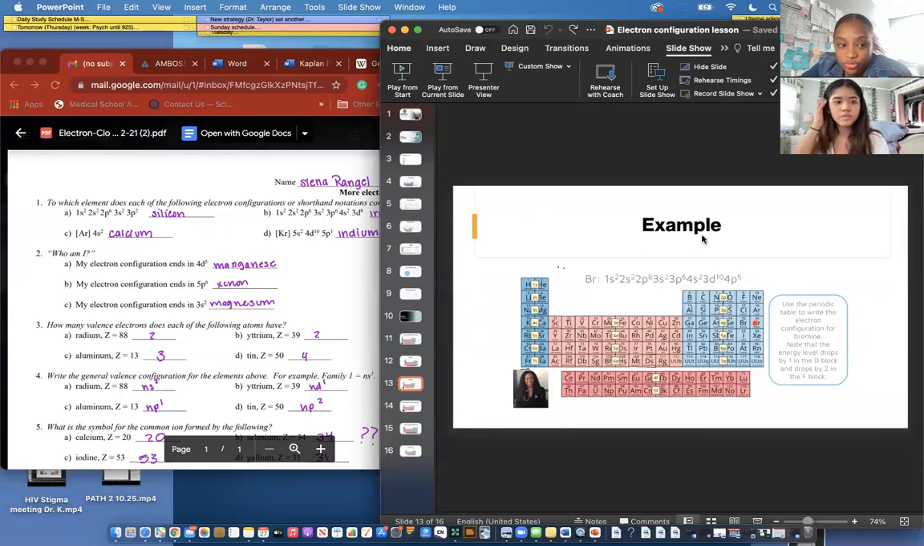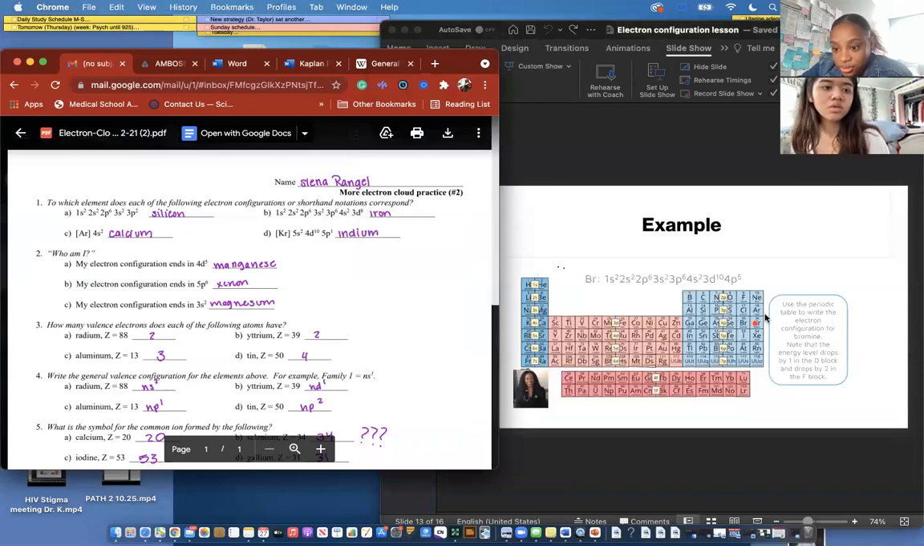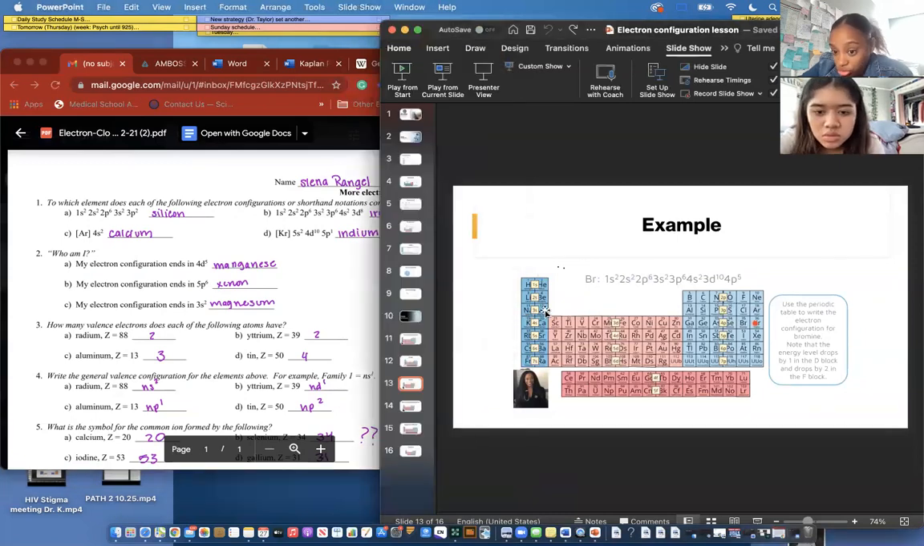You can even just go from whatever the last thing was. Okay, this is silicon. In order to find silicon, you know this is energy level 1, 2, and 3. So on energy level 3, 3s2, 3p2 is your silicon. Oh, because that's where it ends. Yeah.